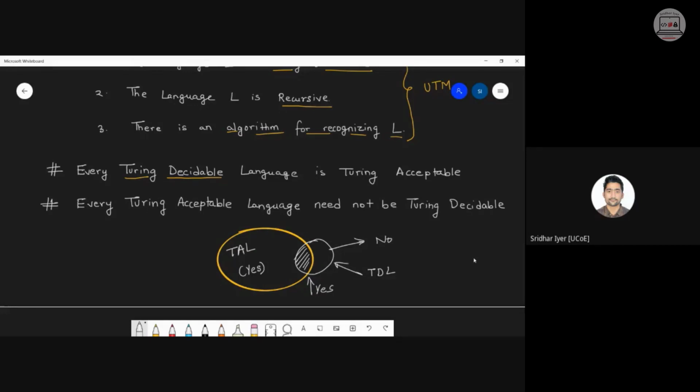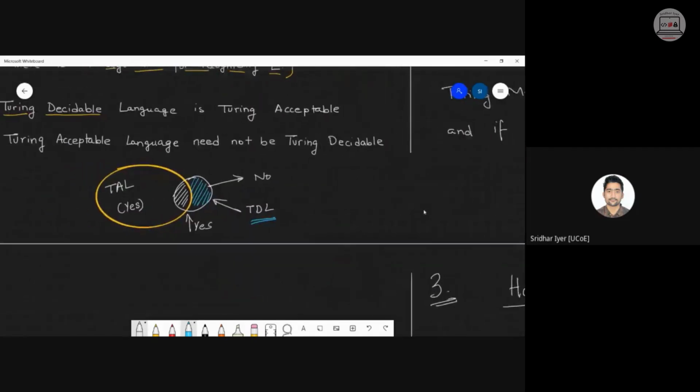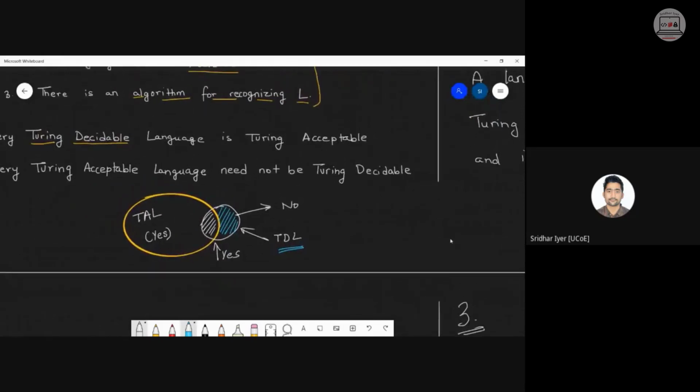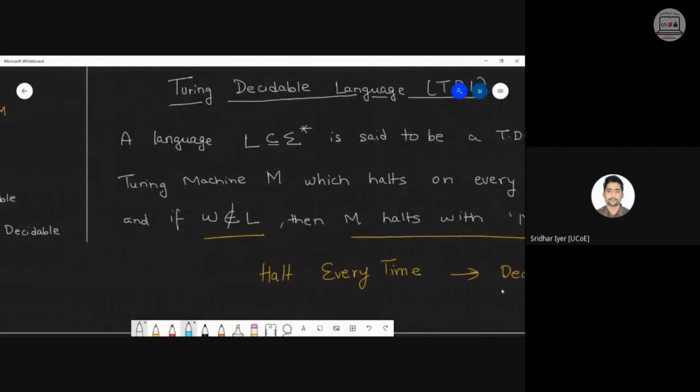Is this diagram clear now? Yes or no? Similarly, all the Turing acceptable languages which are yes in nature are obviously part of this Turing decidable. But what about these no ones that we can see? These are the Turing decidable languages which are not part of this Turing acceptable language. Am I clear? Because the machine will either give no or yes. Clear? So just have a look over here.